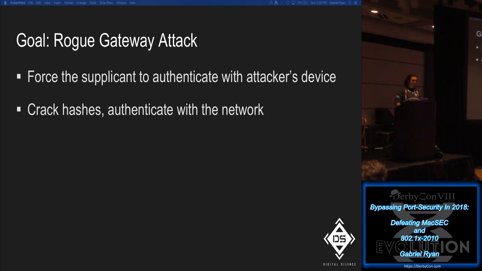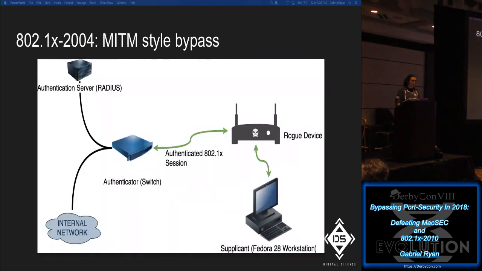So the goal is to perform this rogue gateway attack. We can't perform a rogue AP attack because we're not on a wireless network. But if we could somehow force the supplicant to authenticate with our device and crack the hashes, we could then use those cracked hashes to authenticate with the network. So let's think about how we could do this.